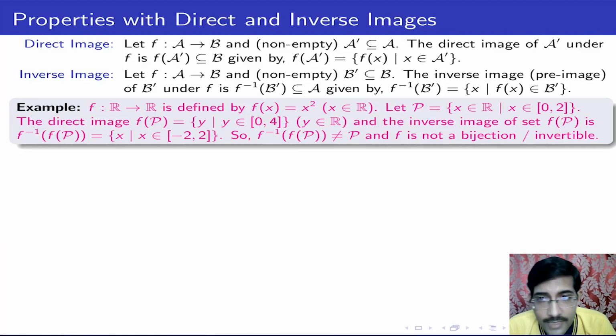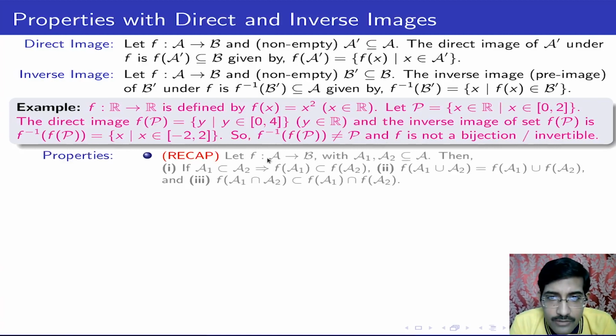Sometimes we do not take the whole set; rather we take a fragment of the domain, try to see what its direct image is, produce the inverse image from that function, and see whether we have an equality or not. If not, it is not a bijection and hence it is not invertible, because there is an if and only if property between bijection and invertibility.